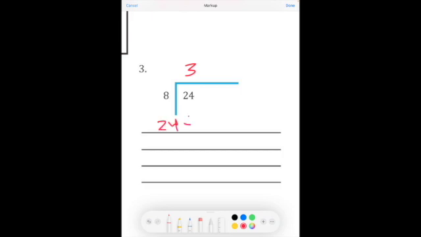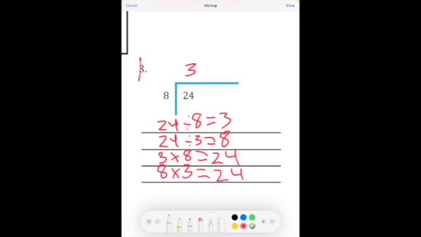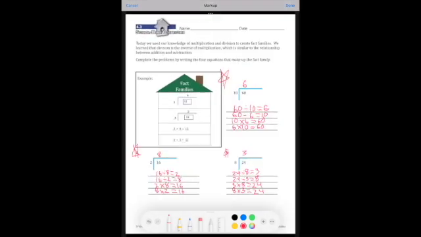24 divided by 8 equals 3. 24 divided by 3 equals 8. 3 times 8 equals 24. And 8 times 3 equals 24. All right. Good job there, Theo.